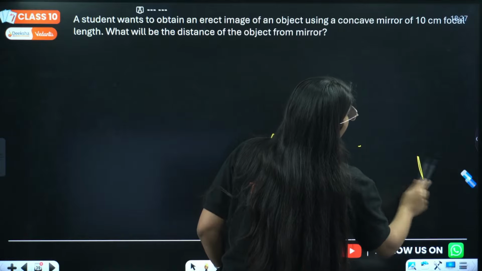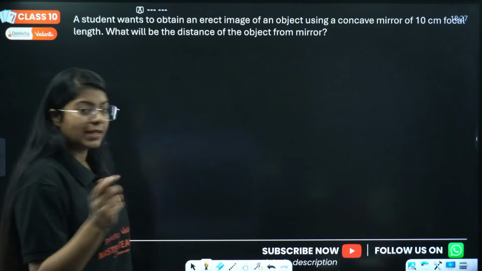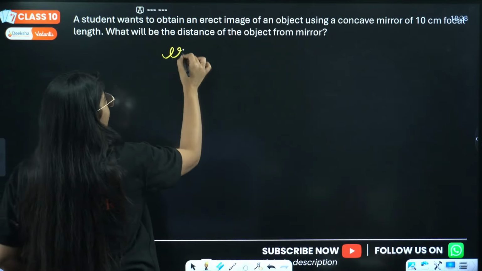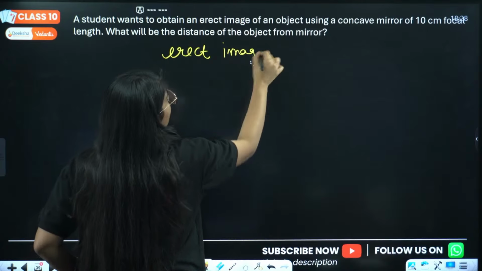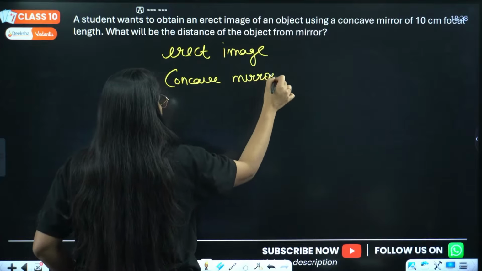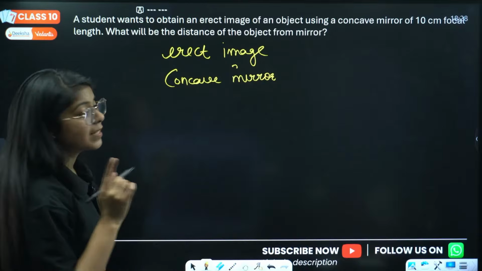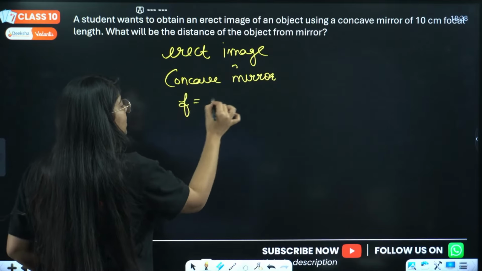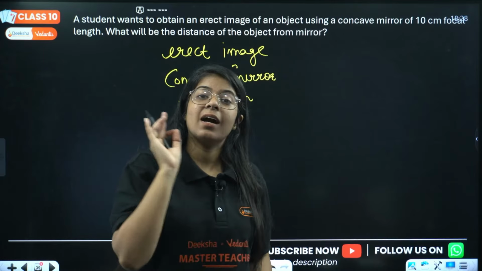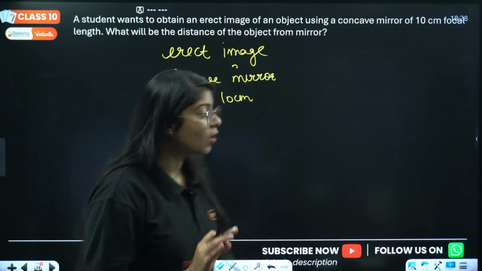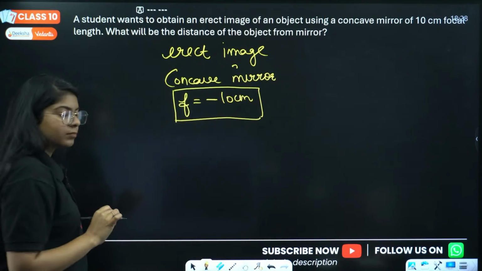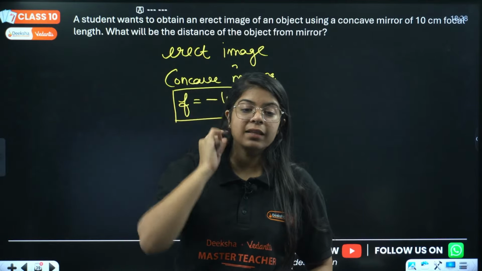Now the next question, we have lots of questions. Let's speed up, guys. A student wants to obtain an erect image using a concave mirror of 10 centimeter focal length. Now the focal length of this concave mirror is given as 10 centimeter. After writing concave mirror, we will decide the sign of the focal length. What will the sign be, negative or positive? It will be negative for concave mirror. Understood? Concave mirror has focal length negative.